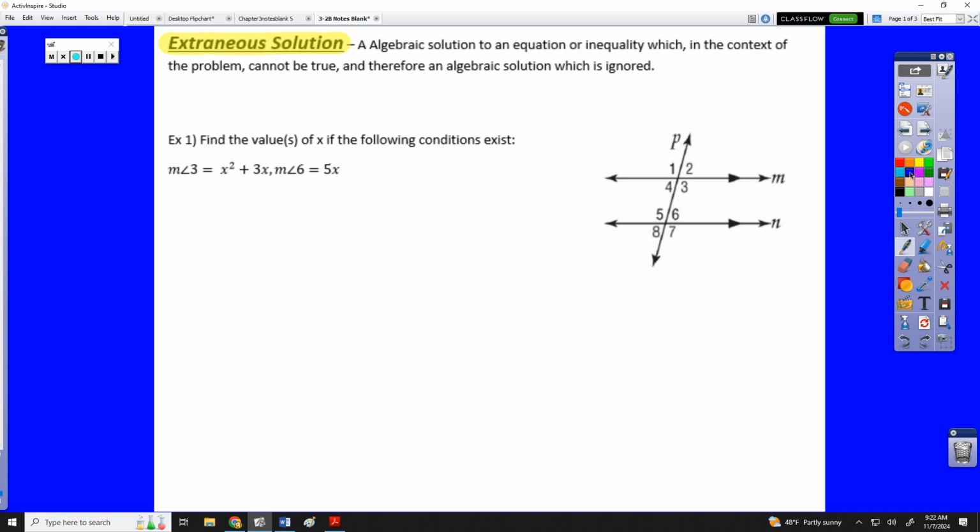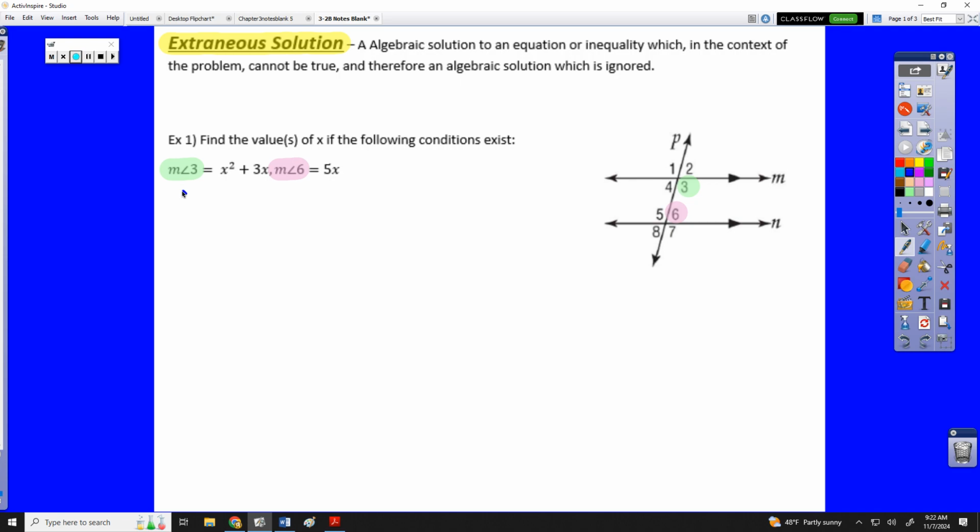So what we do when we look at a problem like this, it says find the value or values of x if the following conditions exist. And then it gives us expressions for the measures of angles 3 and 6 in terms of x. So we go over to the picture and we locate angles 3 and 6, and we say to ourselves, well, those are consecutive interior angles.